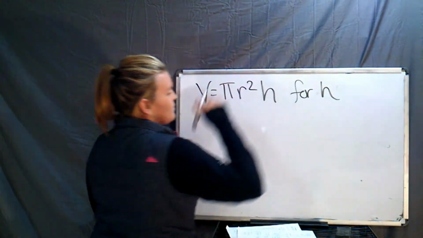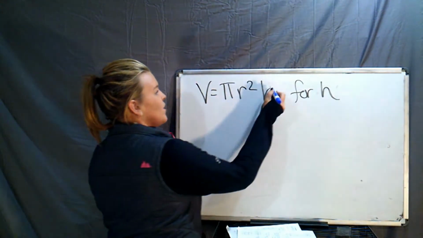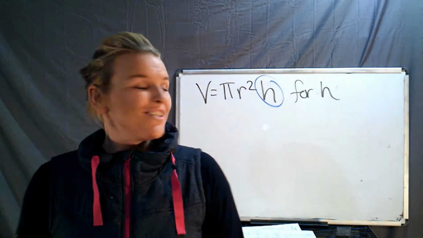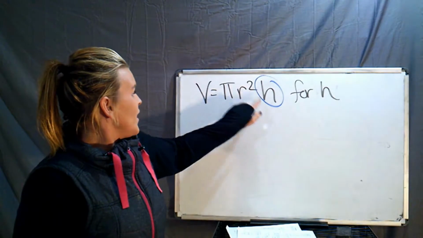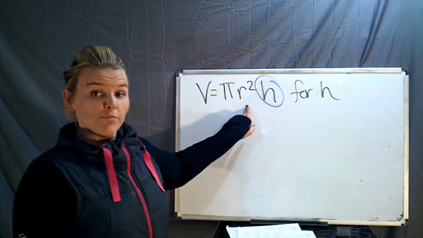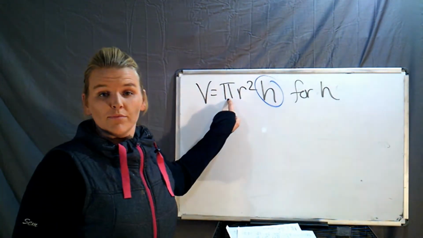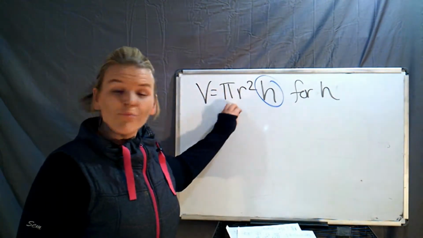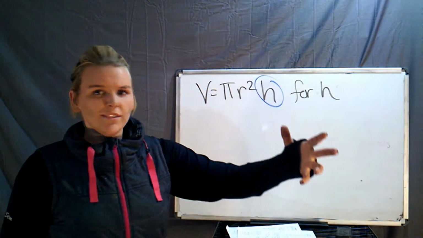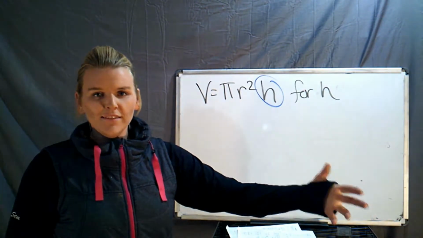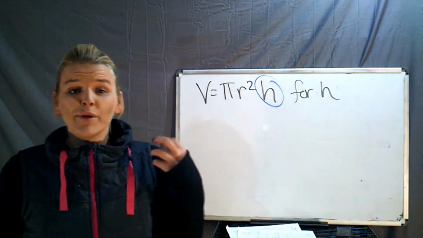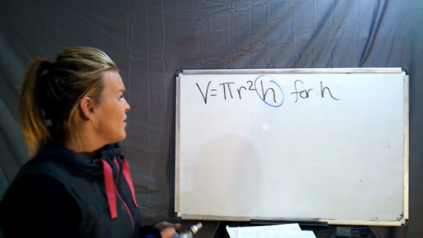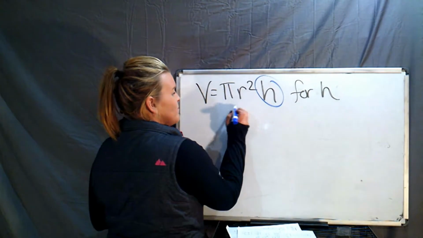For H. Okay, I want to solve for this guy here. What is happening to H? R squared is being multiplied by it, and pi is being multiplied by it. This is a pretty simple one, actually. So these are both being multiplied by it. What is the inverse of that then? If they both get divided by it, and we can divide both of them at the same time. You don't have to try to do them separately or anything. We can divide both of these at the same time.